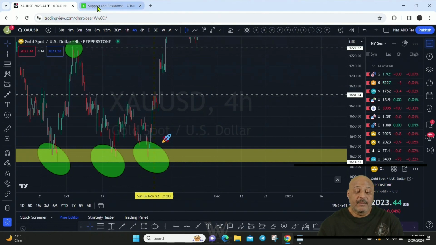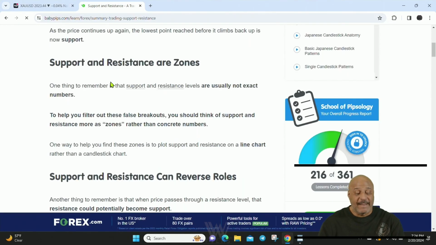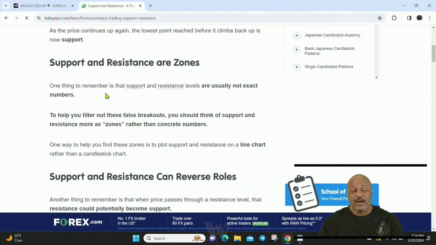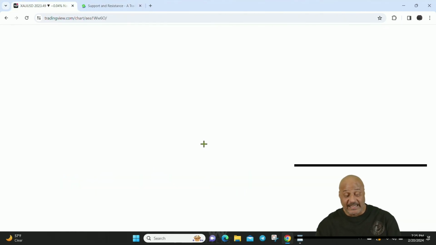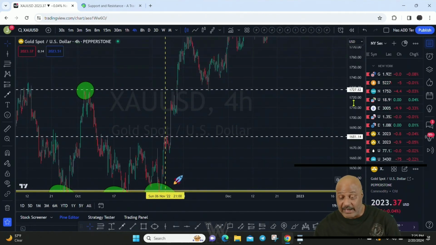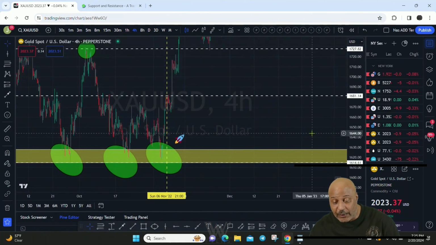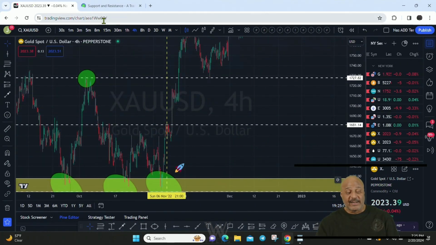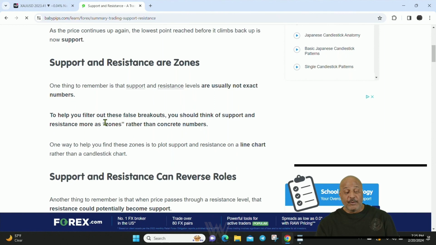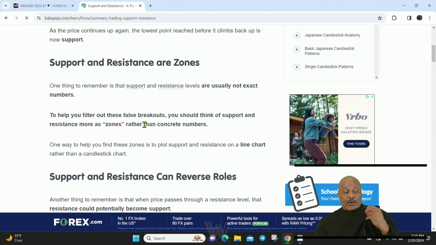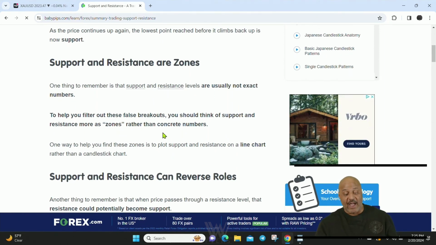So again, babypips.com is a great resource for information. And you can see what happened. What does it say here? One thing to remember is that support and resistance usually are not exact numbers. And you see, they're not exact numbers here. They're all over the place. I got one at 1727, one at 1681, down here at 1630, all these different numbers, right? To help you filter out these fake breakouts, you should think of support and resistance more as zones rather than concrete numbers.